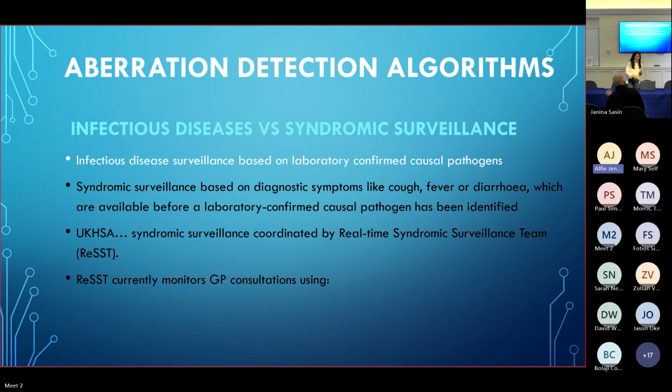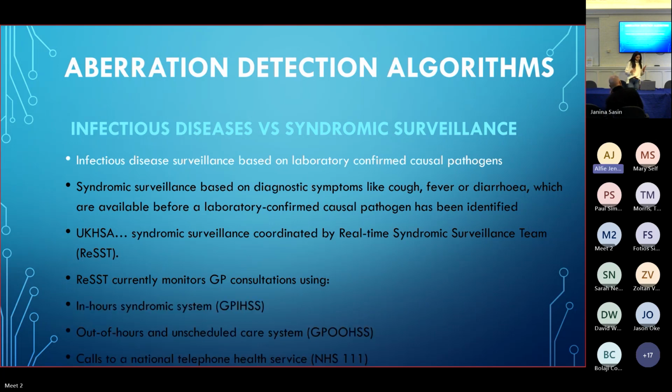So initially, we used to have the GP in hours service. So when you go to the GP, and then the GP reports whatever illness you have, or the GP out of hours service, or the NHS 111. But during COVID, they introduced NHS 111 online, and then they've added the emergency departments and the ambulance departments. So we have six different systems that report to the Public Health England or the UK Health Security Agency data.